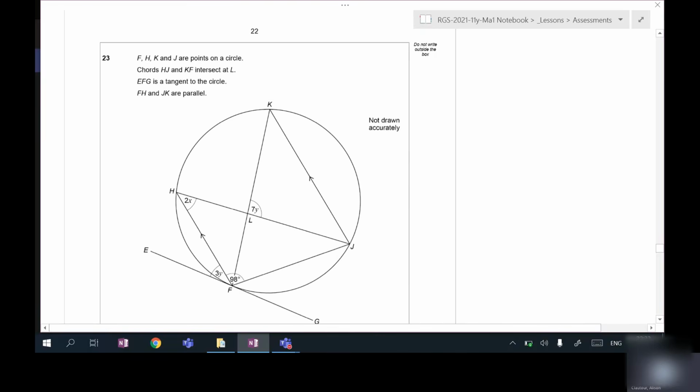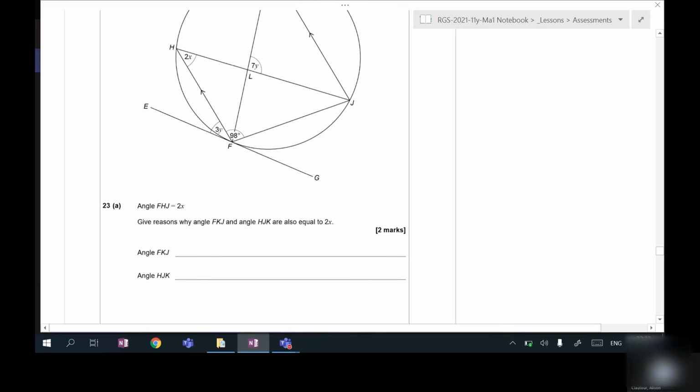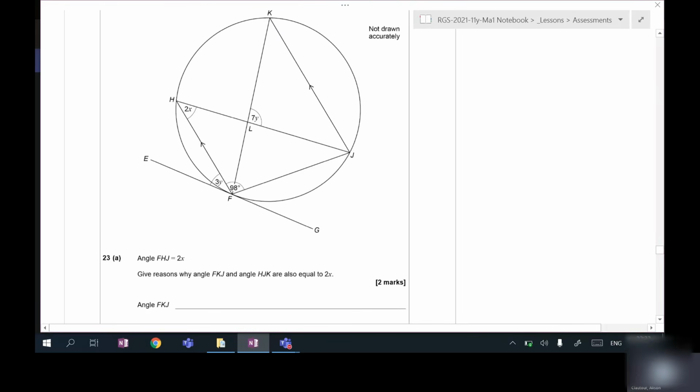So if h, j, and k are points on the circle, chords HJ and KF intersect, and EFG is the tangent. FH and JK are parallel. Just make sure you're aware of all the information in the question. Most of it is on that diagram. So angle FHJ is 2x. Give reasons why FKJ and HJK, so this one and this one, are also equal to 2x.